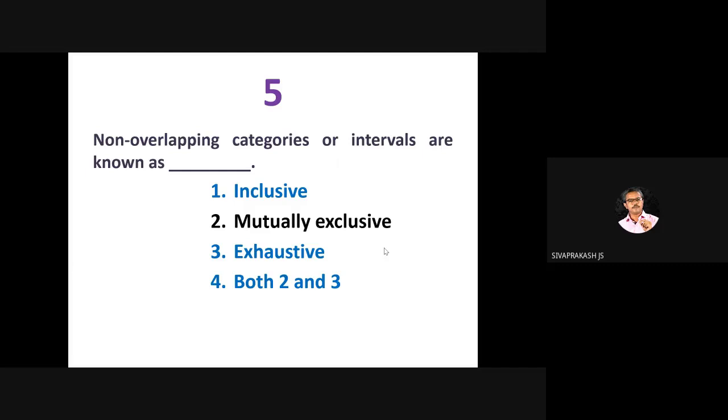Above 60 is also exhaustive, right? Then at this place you can say less than 10. Less than 10 is also exhaustive. You can't say it is even less than minus 2. Exhaustive. So non-overlapping categories are called mutually exclusive.